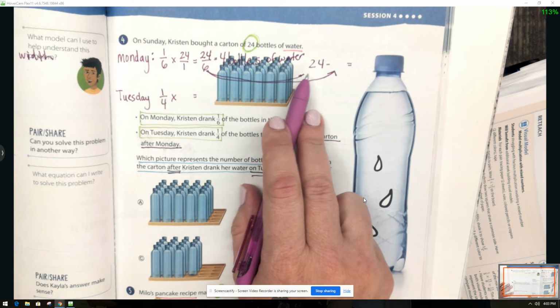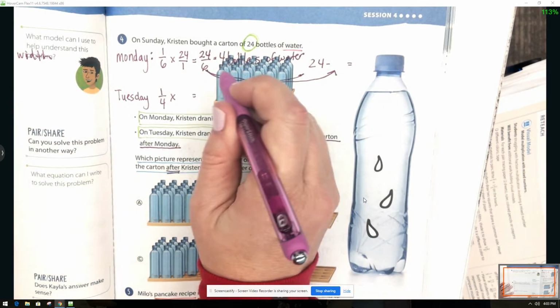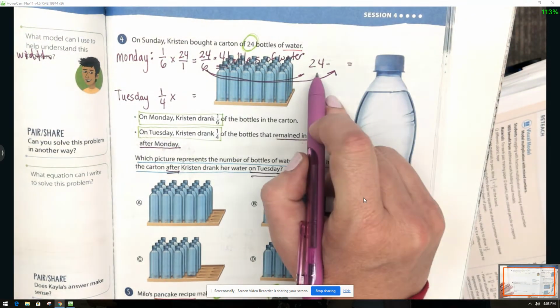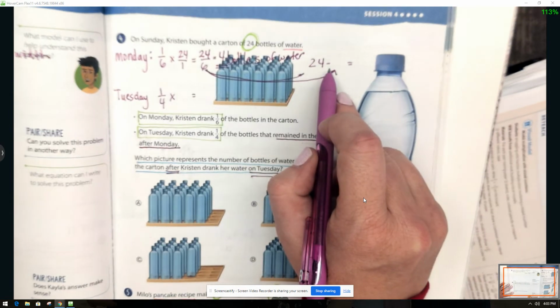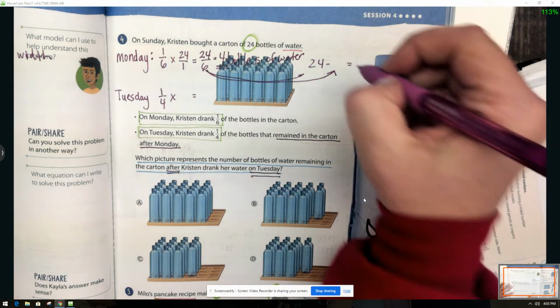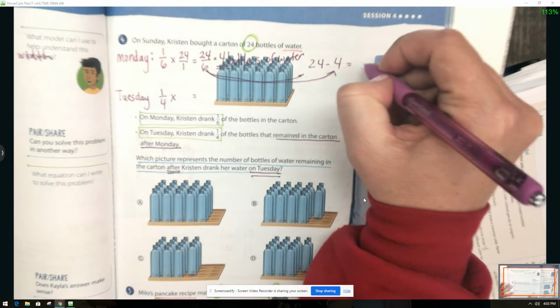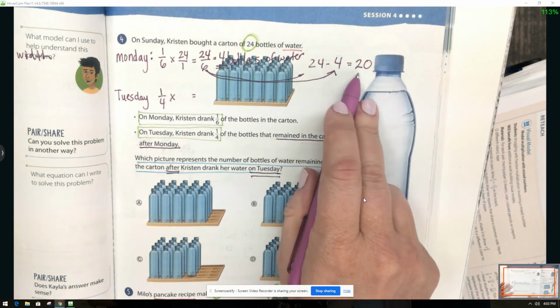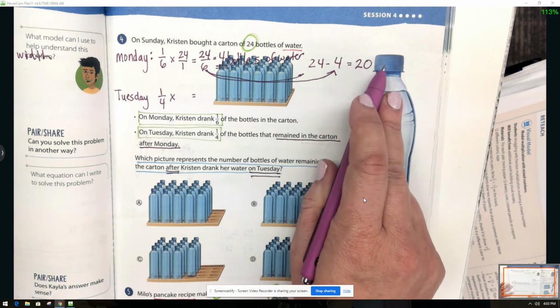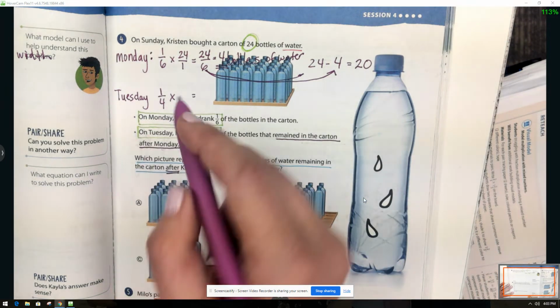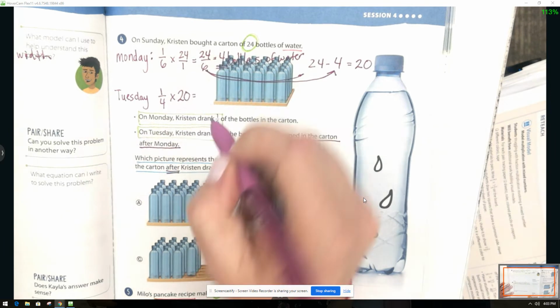So we now know she drank 4 bottles of water on Monday. We need to subtract those 4 bottles of water from Monday. So 24 bottles minus 4 means that on Tuesday morning when she got to work, she had 20 bottles left. So that 20 bottles is going to come over here.